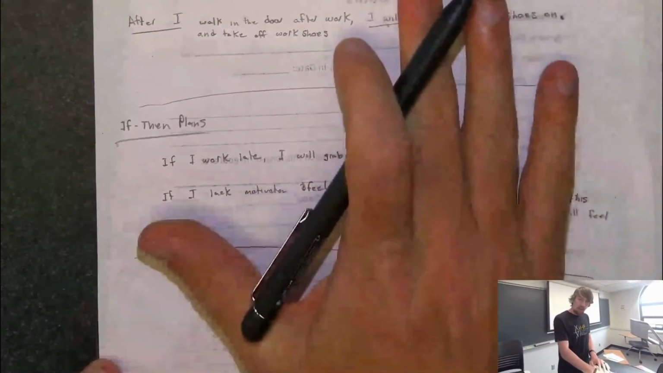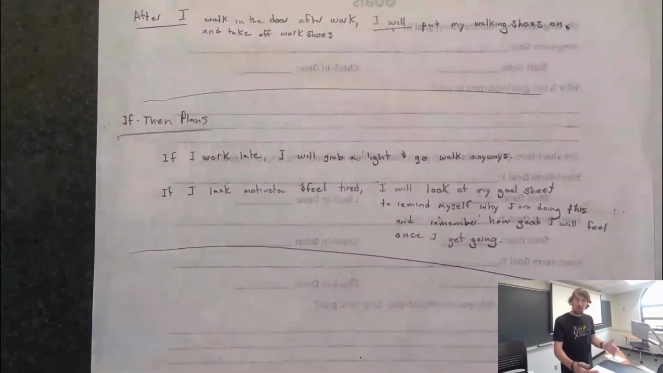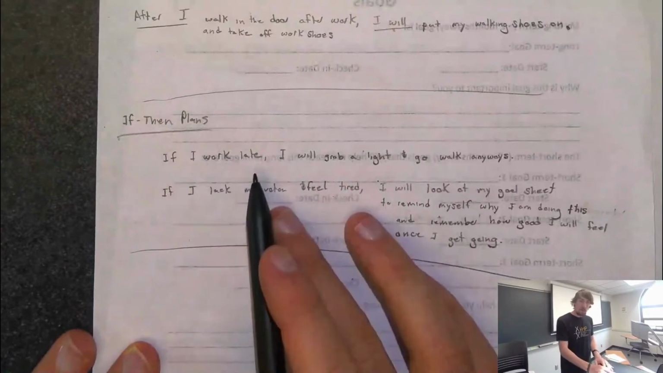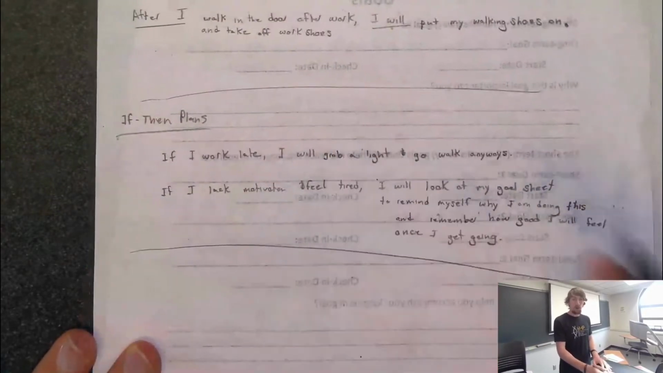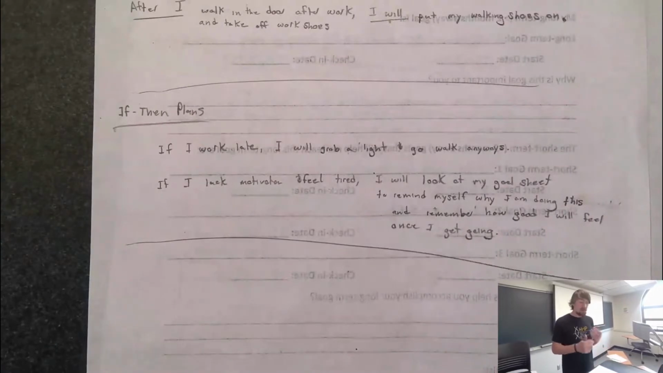It's helpful to have these in a place that will remind you of your plan. So if you're working late, where am I going to see this if-then plan? Probably by the door. You might have it ingrained in you and remember it, but at least starting out, we want it somewhere really visible.